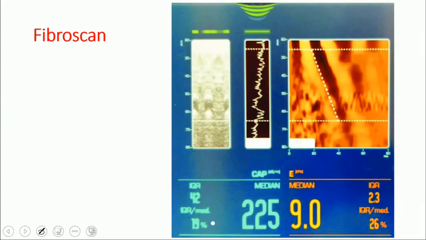Any questions? Now, this is a picture of a fibroscan, which is useful to assess the fibrosis content in the liver in patients with various types of liver disease. It doesn't have to be NASH.